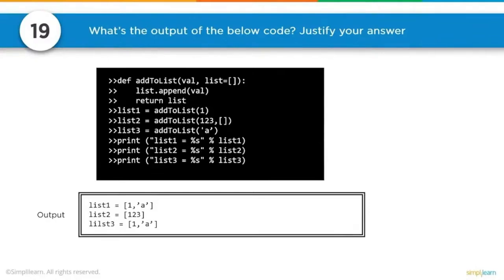list1 equals, and you can see the formatting, we have our placeholders: list1, list2, and list3. So when it prints list1, we get 1, comma, a. And what you want to notice here is that list1 and list3 are equal.